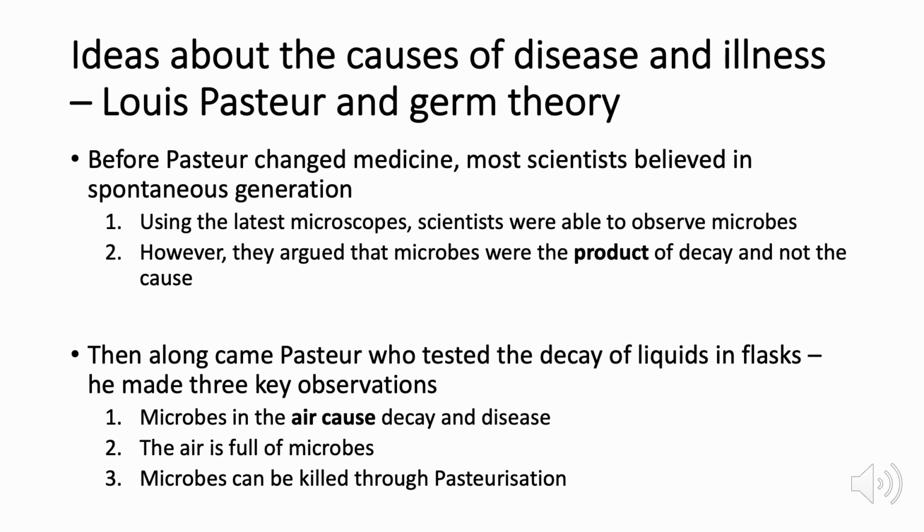So before Pasteur, most scientists believe in something called spontaneous generation. You need to know what that is. Basically, they would look at something that was rotting under a microscope and they'd be able to see that it was crawling with microbes. But their conclusion was that the microbes were the product of decay and not the cause of it. Pasteur comes along and he tests some liquids known as nutrient broths in flasks, and he discovers that it's the other way around. So the microbes are the thing that causes decay and disease and are not the product of decay and disease. He also discovers that the air is full of these microbes and that microbes can only be destroyed through pasteurization, so basically through heat.